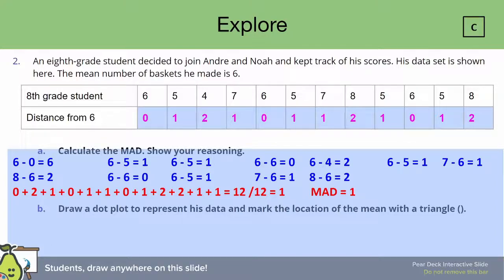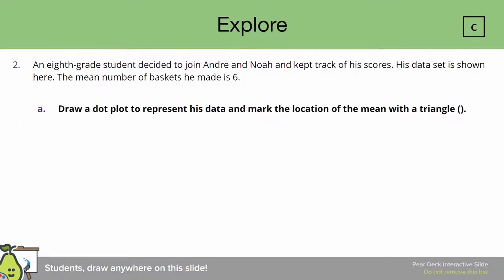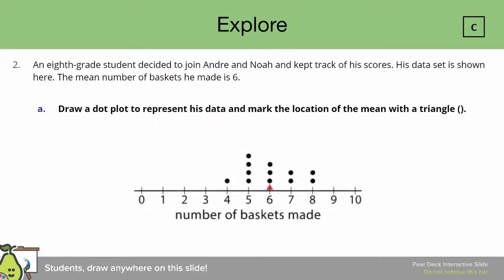Please pause the video, read the part B question to yourself, and then we will do it together. All right, welcome back. Part B says, draw a dot plot to represent his data and mark the location of the mean with a triangle. All right, so how do you actually do this? Well, you'll need to start with a number line. So we're going to move on to the next slide where we have a little bit more space, and we're going to start with a number line. This number line will include the numbers from 0 to 10. You will notice that the mean has a triangle placed right on top of the 6.